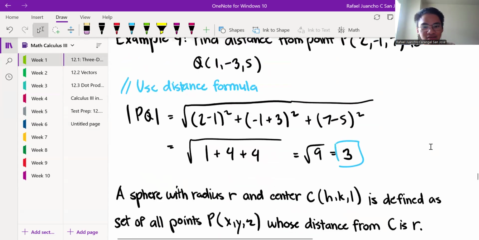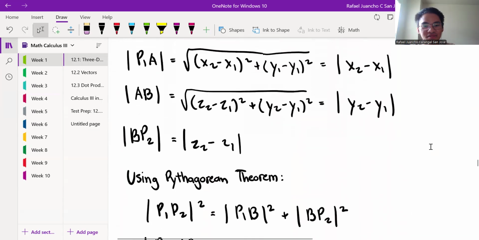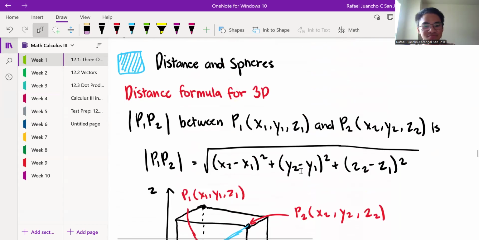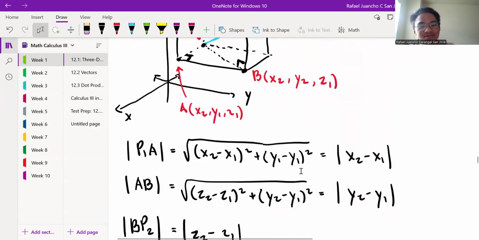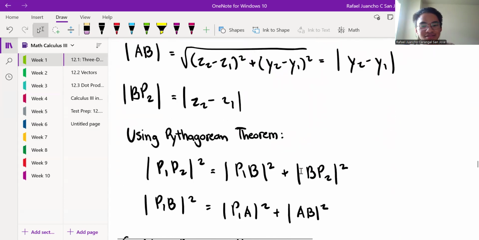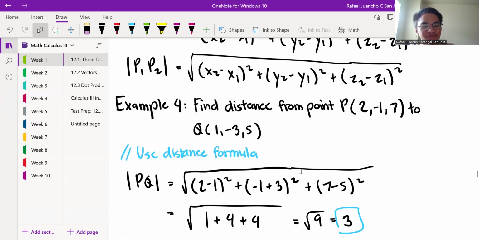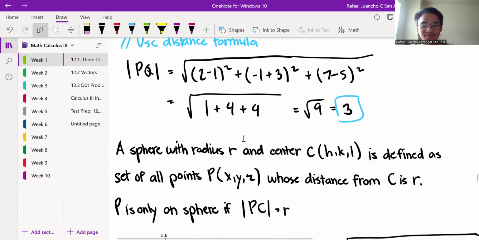Okay, and then we actually have a proof here, but we're not going to get into that because it's advanced. But anyway, we have this exercise, find the distance. Then we just plug it into the formula.